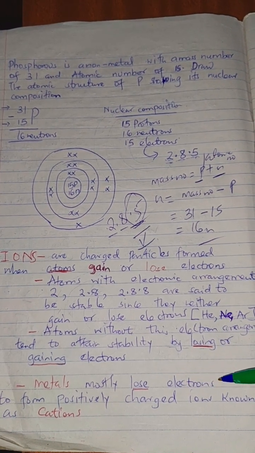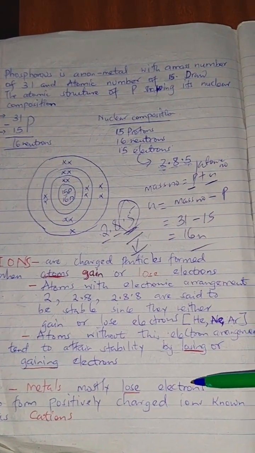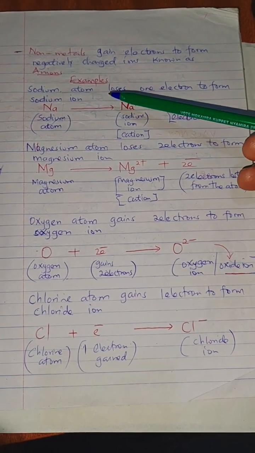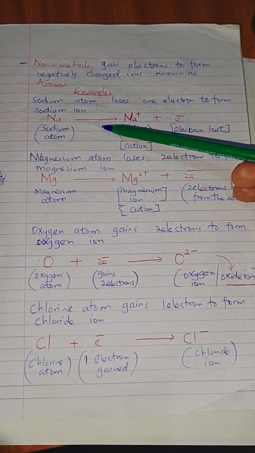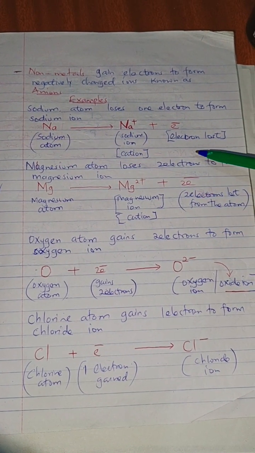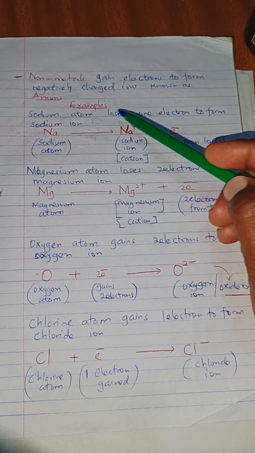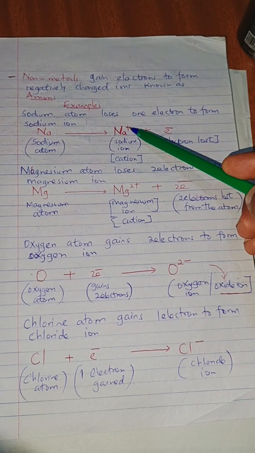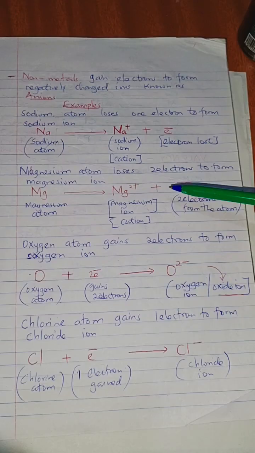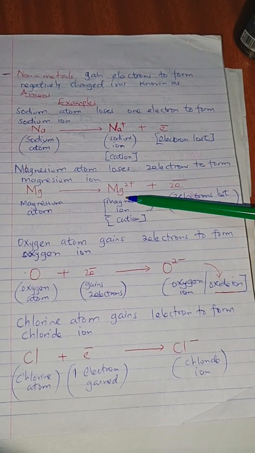Metals mostly lose electrons to form positively charged ions known as cations, while nonmetals tend to form negatively charged ions known as anions. For example, we have the sodium atom. The sodium atom loses an electron to form a sodium ion. So this is 2:8:1. This is 2:8. It has lost 1. Magnesium loses 2 electrons to form a magnesium ion. So the magnesium atom loses 2 electrons to form a magnesium ion. This is 2:8:2, and this is 2:8.